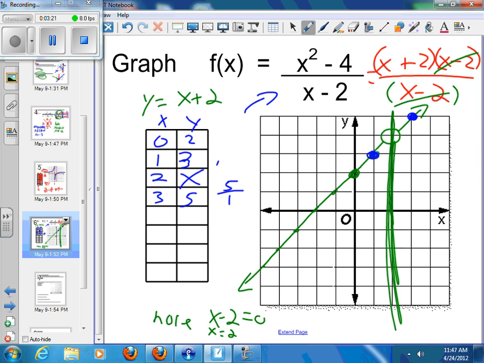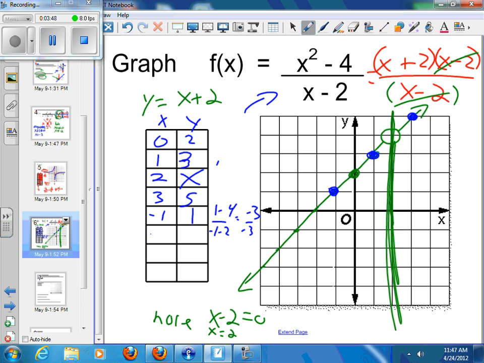Oh, let's go the other direction, and let's check our negative. So if I put a negative 1 in there, negative 1 squared is a positive 1. And 1 minus 4 is going to be a negative 3. And then negative 1 minus 2 is going to be a negative 3. And negative 3 over negative 3 is a 1. So at negative 1, I'm at 1.